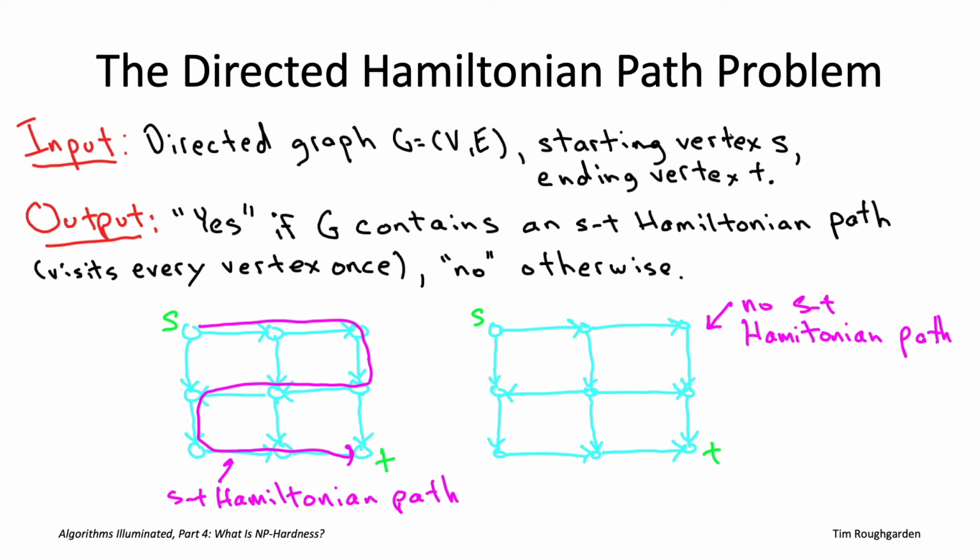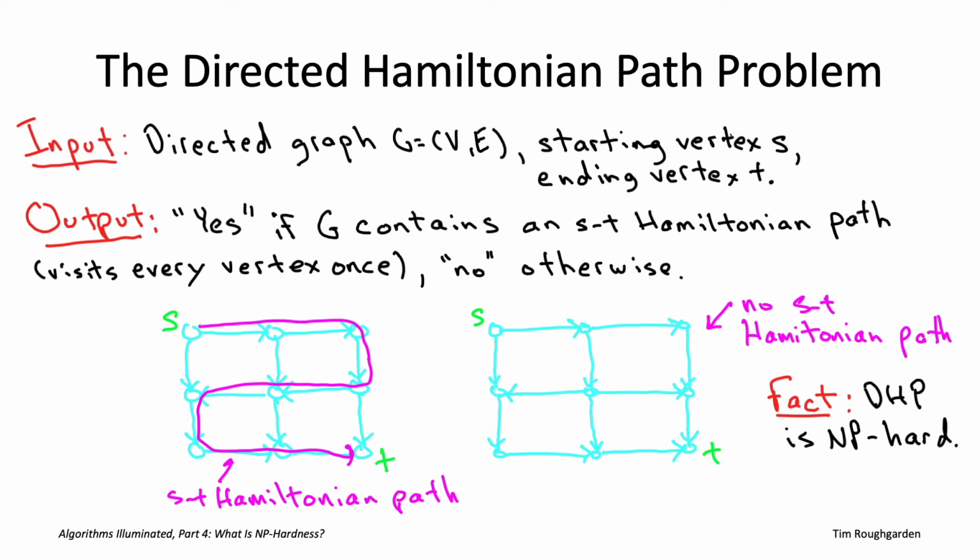So some graphs have ST Hamiltonian paths and some graphs don't, and it can be quite subtle to figure out which of the two cases you're in. But that's exactly the directed Hamiltonian path problem. So I give you the directed graph, I give you the start, and I give you the end, and I just want to know yes, no. Does it have an ST Hamiltonian path or not? Turns out this seemingly innocuous sounding problem is in fact NP-hard.